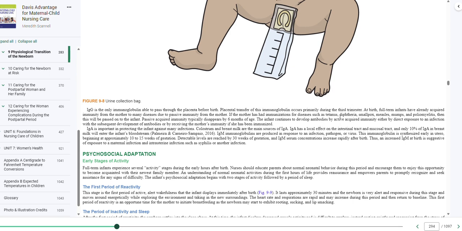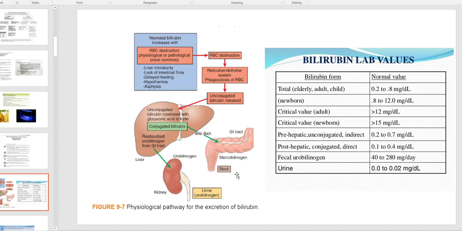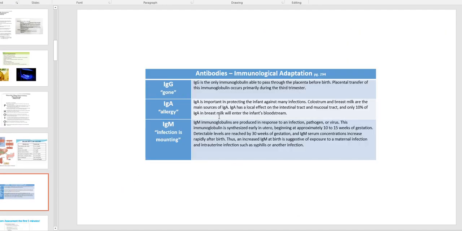Does that mean the baby does not need to be immunized? No, it does not. The baby still needs to be immunized, okay? They just have a passive immunity to get them through the time period until they can be immunized, okay? So that's what the IgG is for, okay? So that means it's gone, like it's not there, all right? And let me show you this picture, okay? So it only is able to pass through the placenta, transfers of the immunoglobulin during that third trimester, okay?